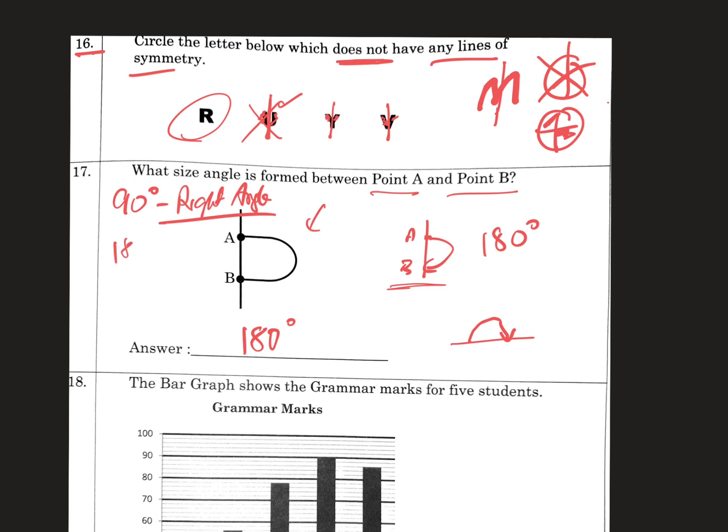180 degrees, that'll always be 180 degrees or a straight line. 360 degrees is a full rotation. Everything else is a range.